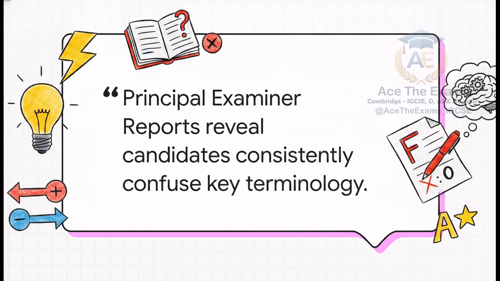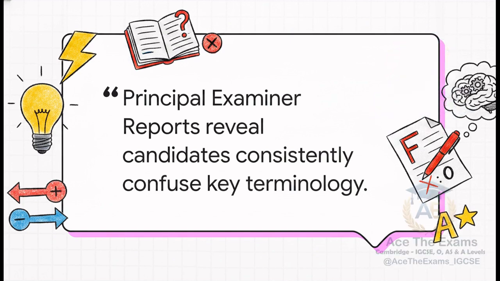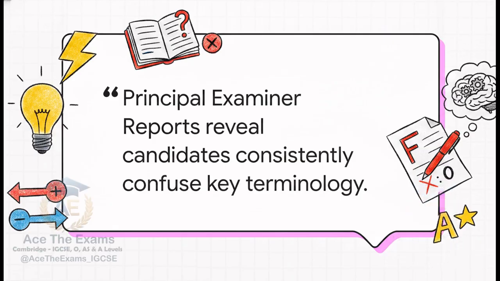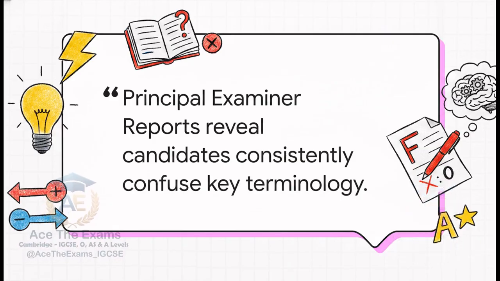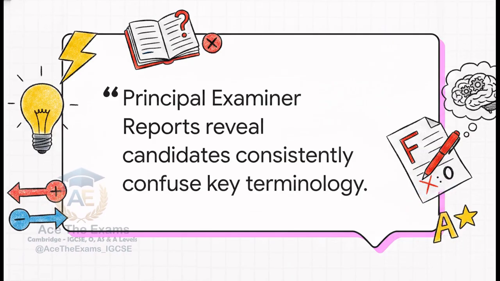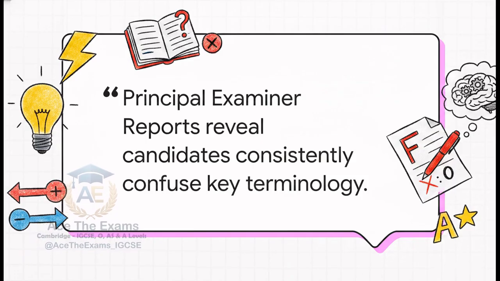Principal examiner reports reveal a massive, systemic problem that costs thousands of students their top grades every single year. It says, candidates consistently confuse key terminology. When the examiner reads your exam paper, they are actively looking to see if you actually understand the physical difference between these concepts or if you're just wildly guessing. Let's look at our two students.